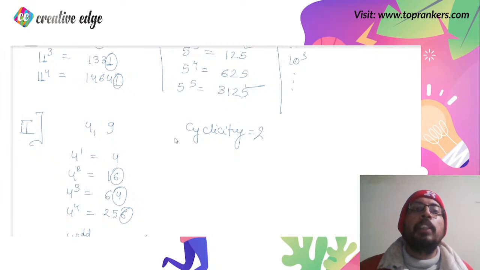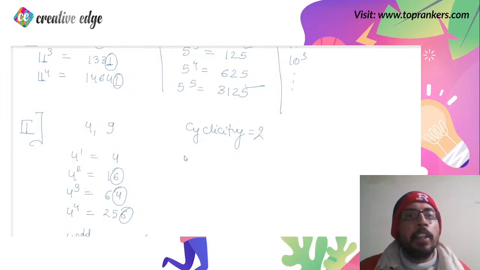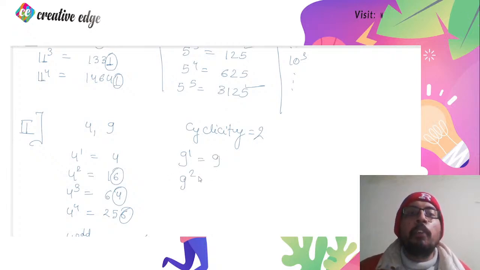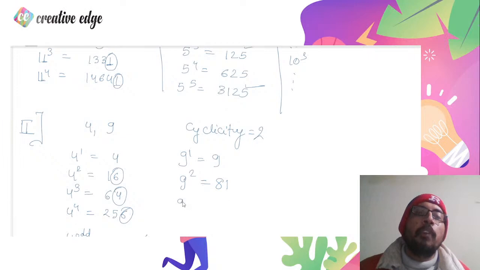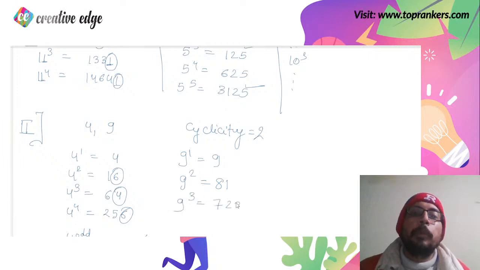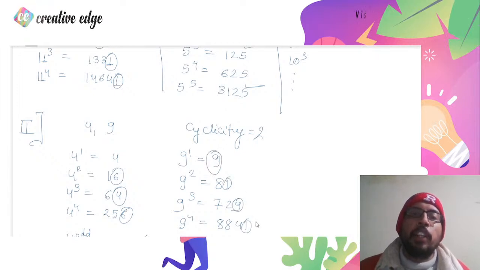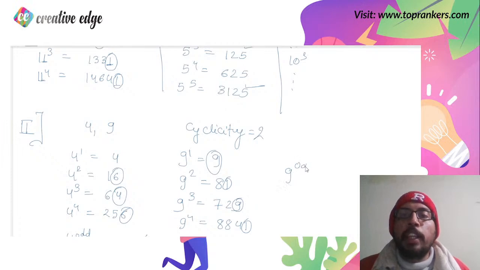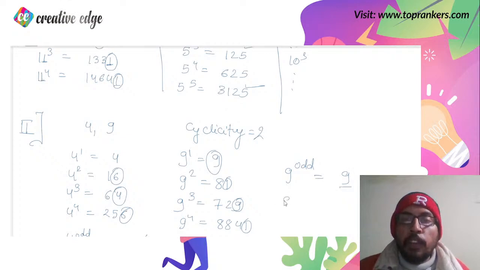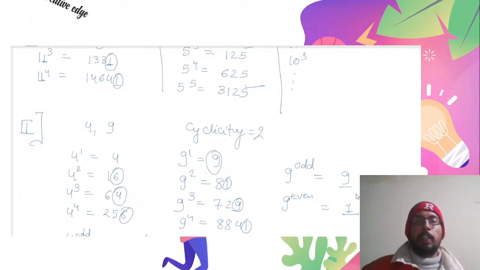The same principle applies to 9 as well. 9 to the power 1 is 9. 9 to the power 2 is 81. 9 to the power 3 is 729. 9 to the power 4, if I'm not wrong, is 6561. So you can see that the unit place here is 9, 1, 9, 1. That means for every odd power of 9, I will be getting 9 at the unit place, and for every even power of 9, I will be getting 1 at the unit place.